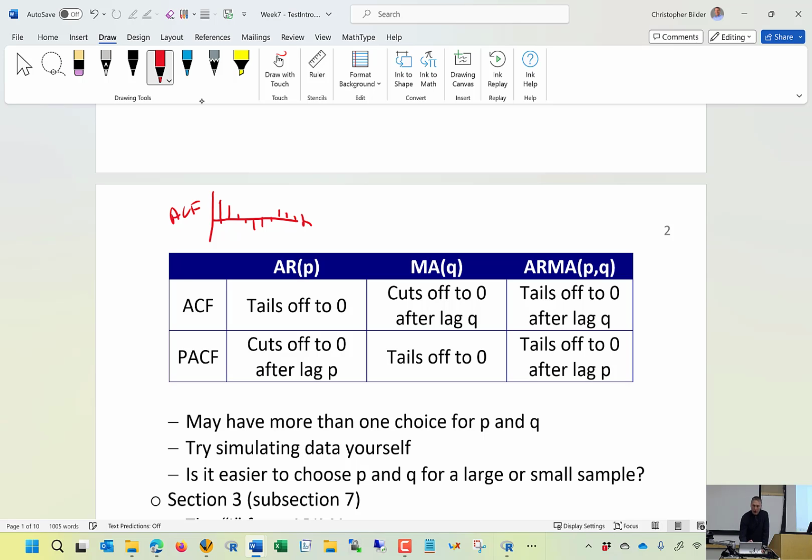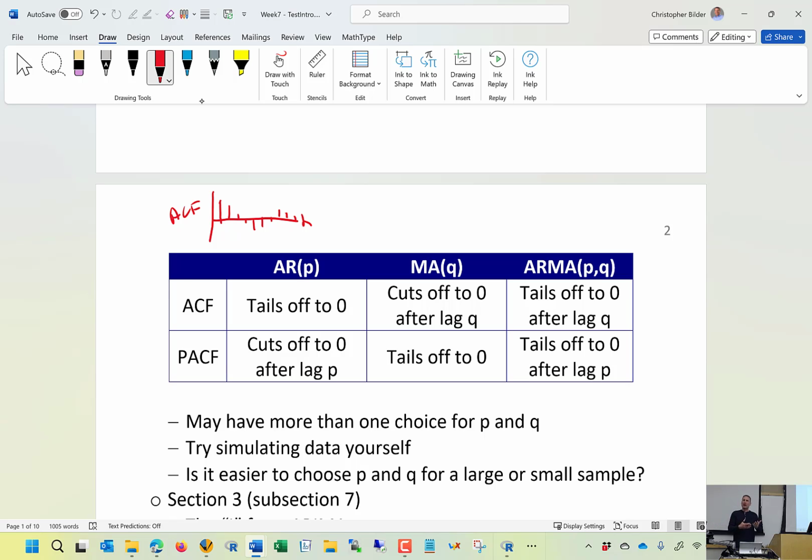Maybe like a sine cosine wave. Those are common, I guess, ACFs, or what these ACFs commonly look like when we're talking about tailing off. The key aspect is that over the lags, eventually these autocorrelations tend to go to 0.